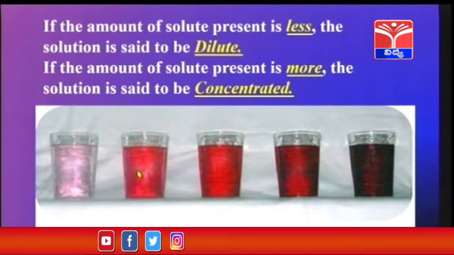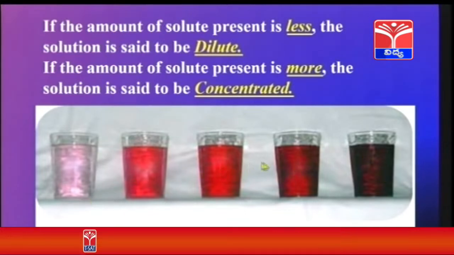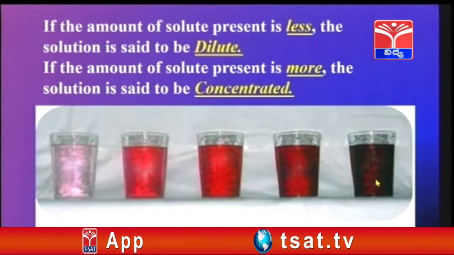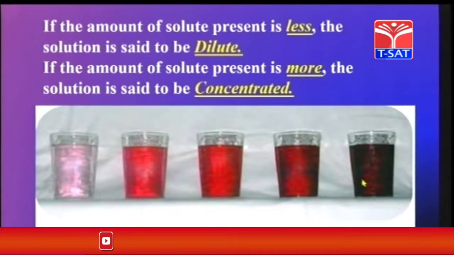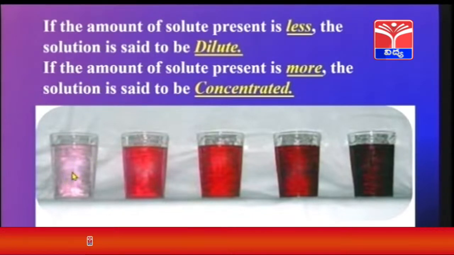Now slowly, when you have added more drops of ink in all these glasses, the color has changed. It has become darker in the last glass. That means here more amount of solute is added, and that is why it is dark red in color. Whereas in this glass we have added fewer ink drops, and so it is light red in color.